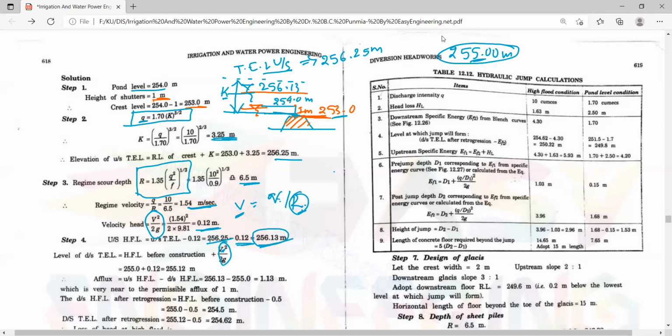Now I want to calculate the total energy line on the downstream side. So the total energy line downstream side will be equal to high flood level before construction of weir plus V square by 2g.